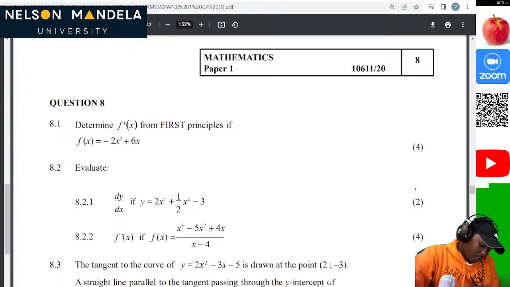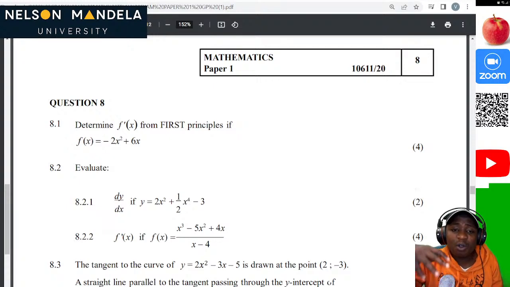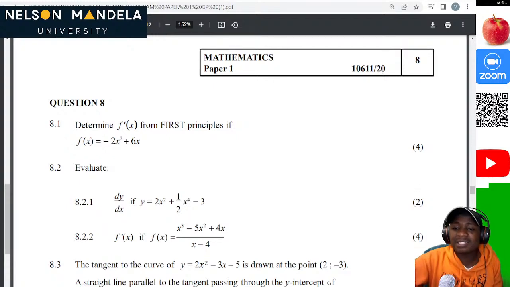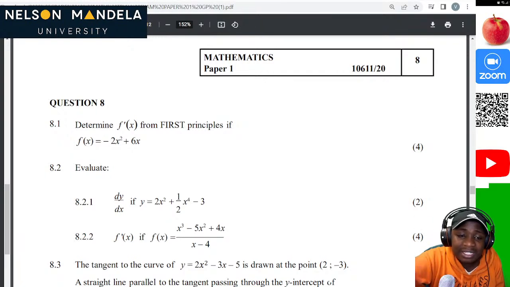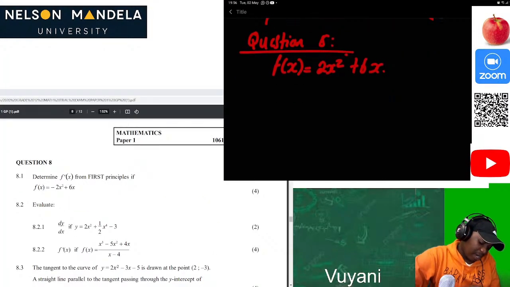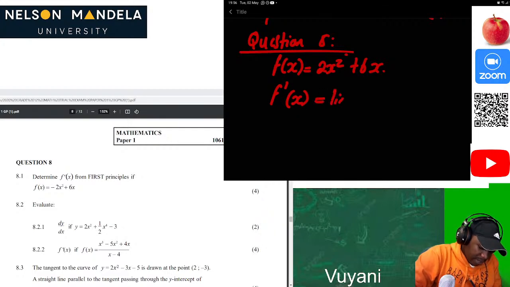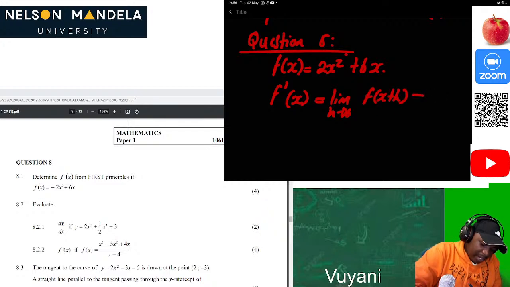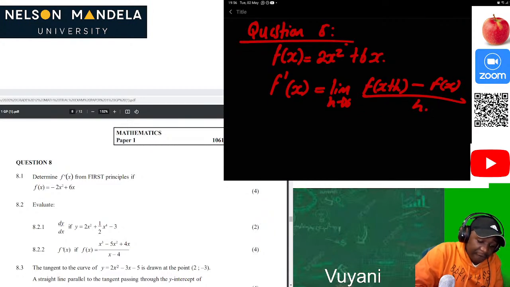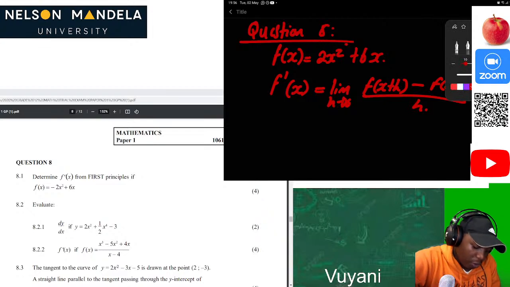What are we given? We are given f of x is equal to 2x squared plus 6x. Now they say determine the derivative of f of x from the first principles. So the moment we hear that word, our mind will run to the formula which says that f prime of x is equal to the limit as h approaches 0 of f of x plus h minus f of x, divided by h. But now we don't know what f of x plus h is. So we should look for that first.